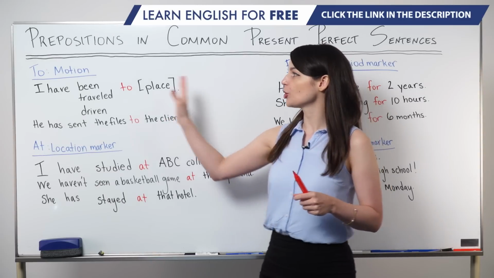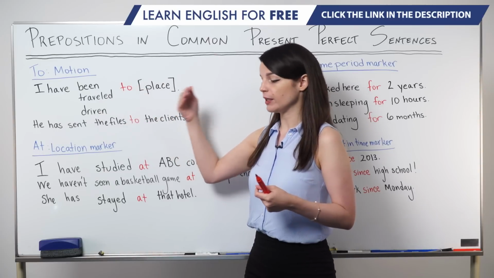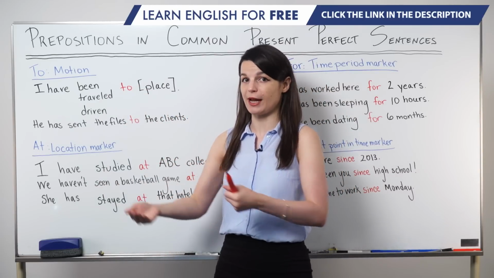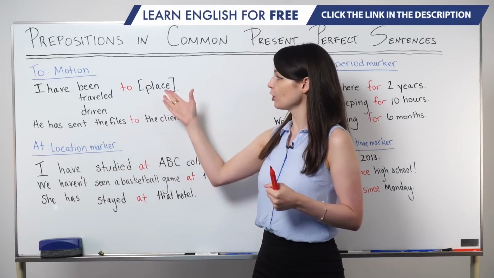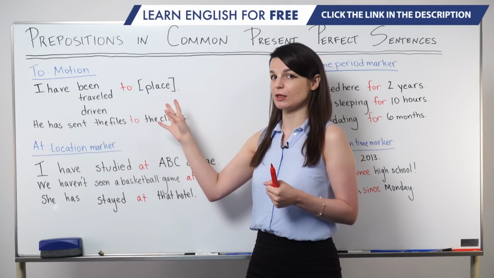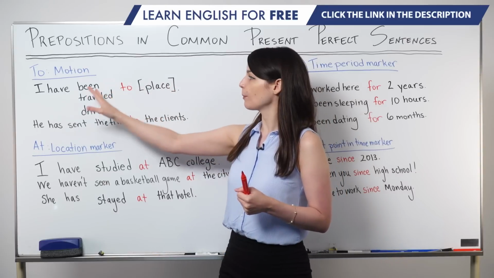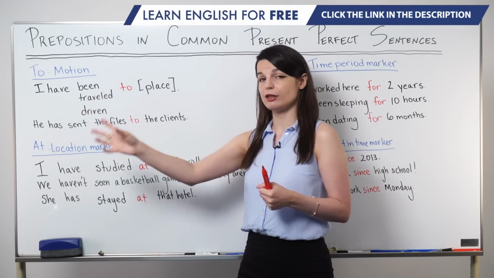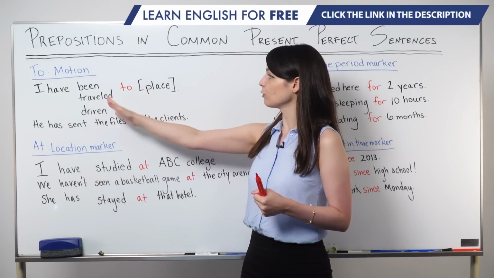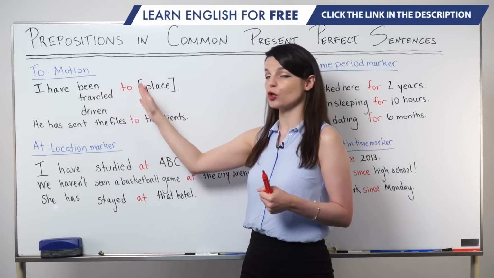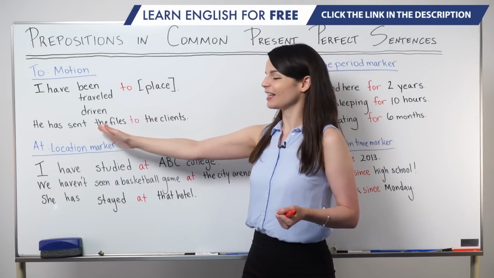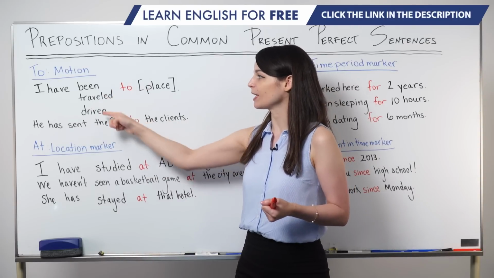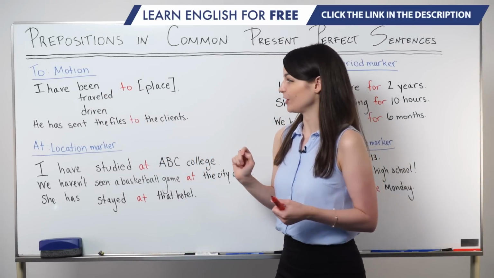One of the uses of to is to express motion, or to refer to some motion happening. So we use to in present perfect tense expressions when we're talking about traveling or movement from one place to another. These are a few common verbs that we use to with. Of course, for today's lesson, I'm focusing on present perfect tense, but you can use these verbs in other tenses with this preposition to.